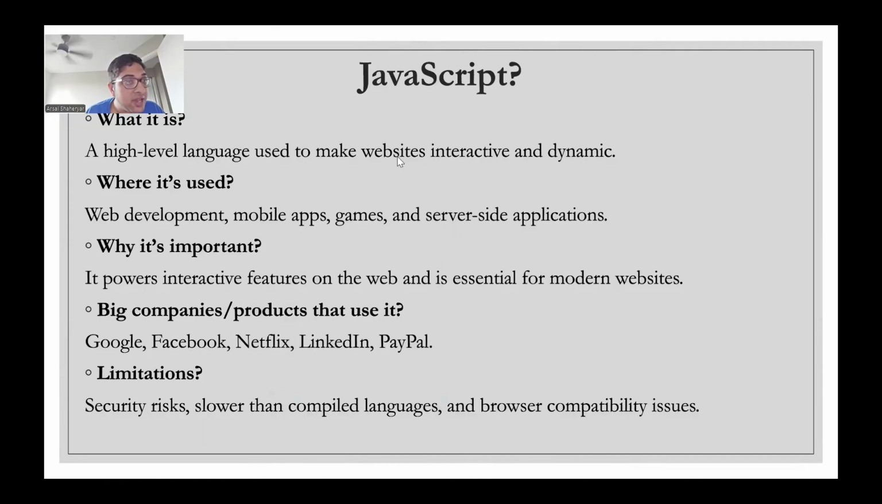JavaScript, on the other hand, is a high-level language used to make websites interactive and dynamic. Web development, mobile apps, games, and server-side applications use it. It powers interactive features on the web and is essential for modern websites. Google, Facebook, Netflix, LinkedIn, and PayPal are all big companies that use JavaScript. Some limitations with JavaScript: it has security risks, is slower than compiled languages, and has browser compatibility issues.